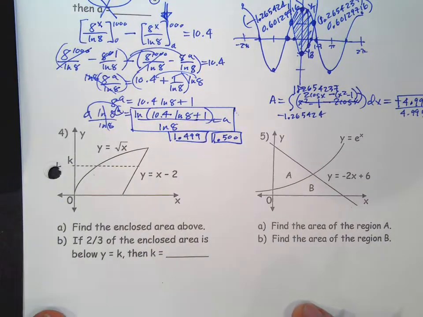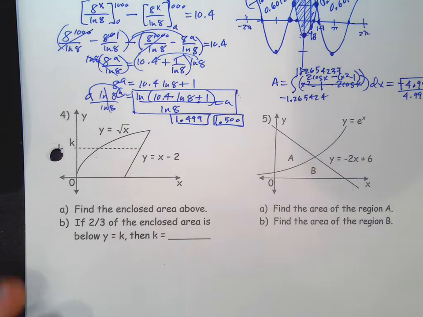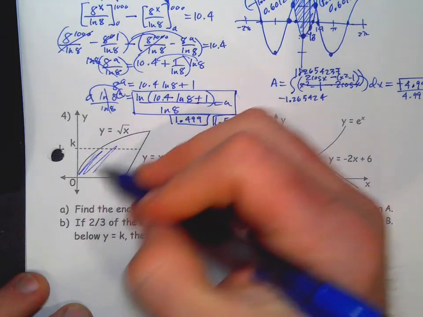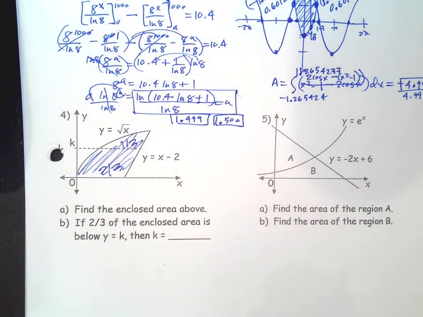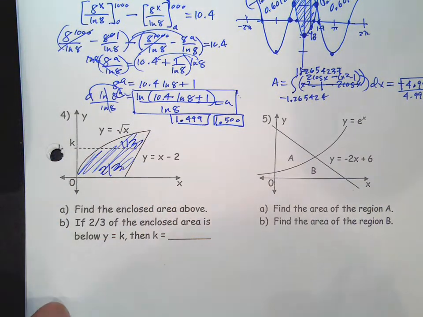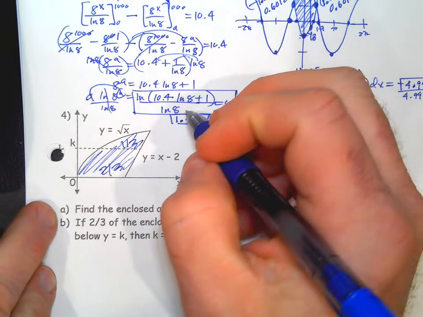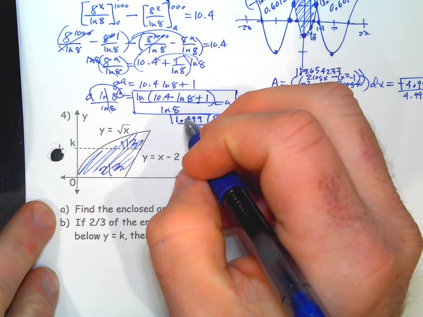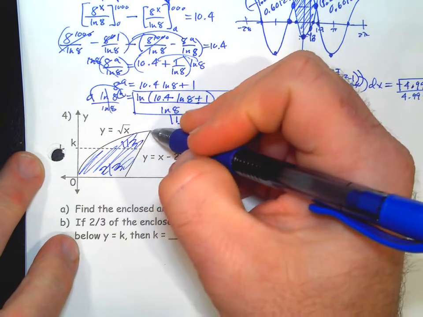Okay, next one, find the enclosed area, and then if 2/3 of the area enclosed is below, so 2/3, 1/3, find the value of y equals k that cuts it that way. So we first should find the area. Now, we are going to have to do the second part with a horizontal slicing for sure. So the first part you could do with horizontal slicing or not.